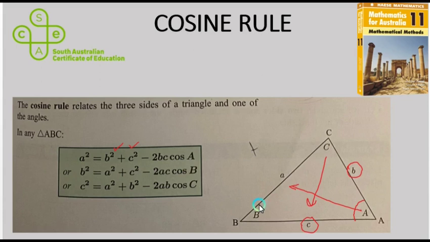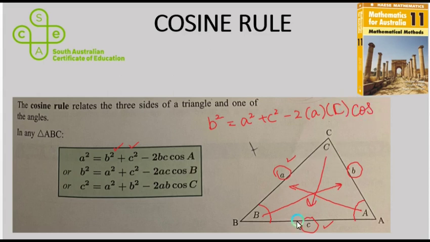If we involve angle B, then the side opposite to B is small b, so we can write it as b squared equals the other two sides, a and c, so a squared plus c squared minus 2 times again the same sides a and c, and then cosine of the angle. What angle have we involved? Angle B. So this is actually the cosine rule.